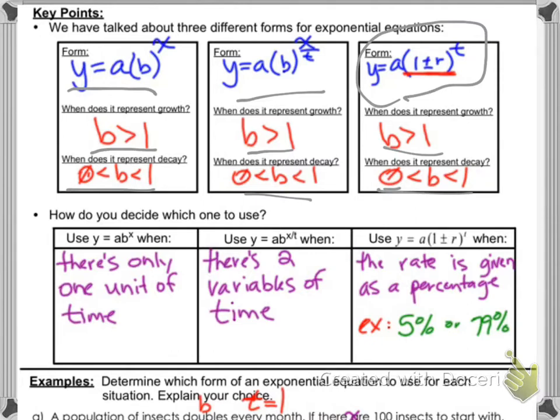Well, how do you know which one to use? When you only have 1 unit of time, you use the first one. When do you use x over t? When there are 2 variables of time. When do you use y equals 1 plus or minus r? The rate is given as a percentage. Yep. Alright.